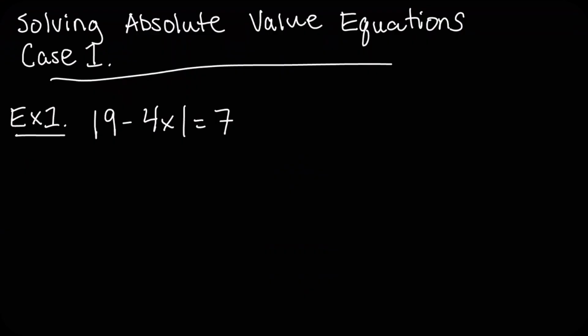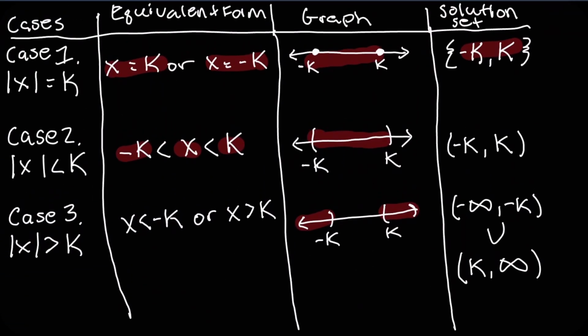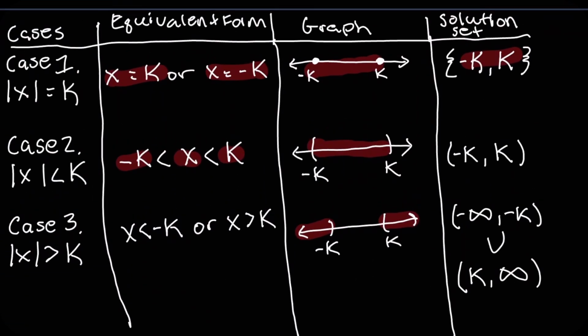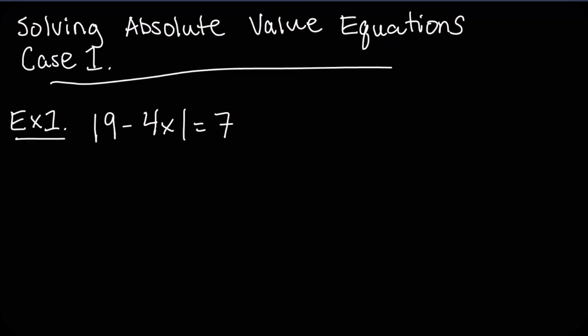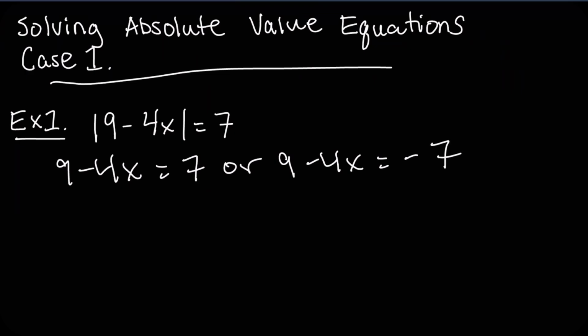So with that in mind, let's go ahead and look at solving some absolute value equations. For our first example, we have the absolute value of 9 minus 4x is equal to 7. If we remember, this is the same thing as our first case, x is equal to k or x is equal to negative k, because we're dealing with this equal sign. Let's write those out: 9 minus 4x is equal to 7, or 9 minus 4x is equal to negative 7. Go ahead and solve both equations for x and see what values you get.